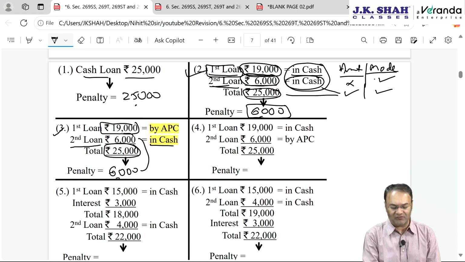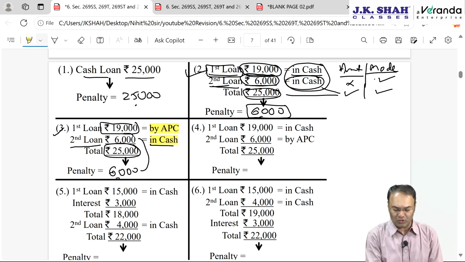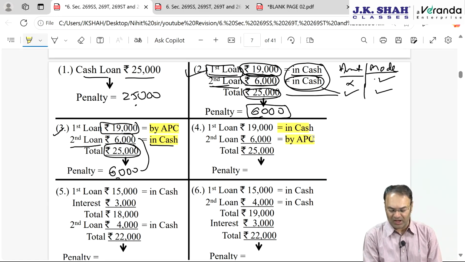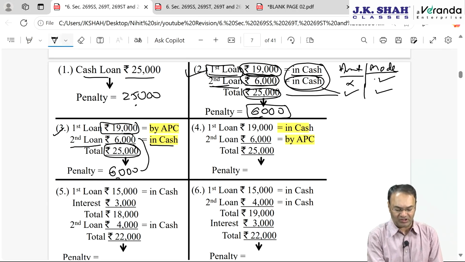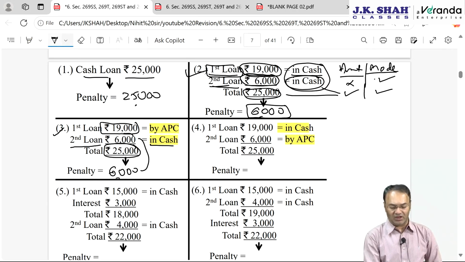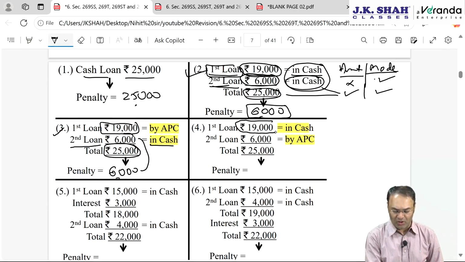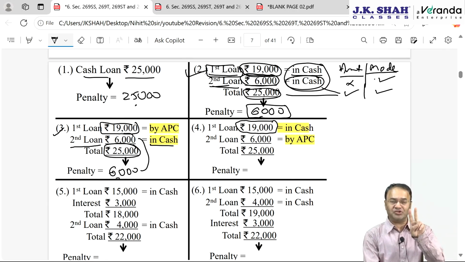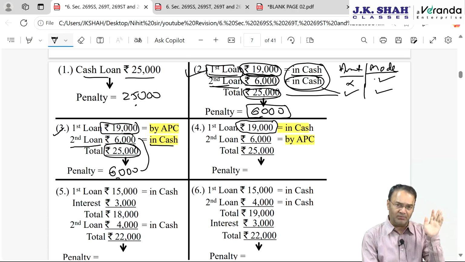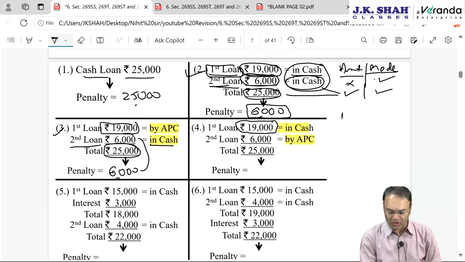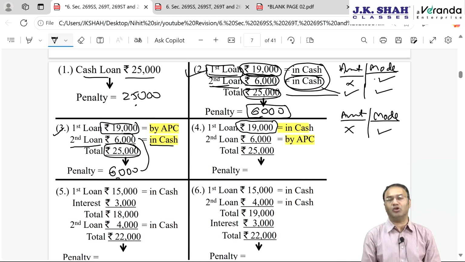However, Class C is the fourth example, where the first loan is taken in cash, and the second is taken by way of account payee cheque. Now what will happen, understand very clearly. When the first loan is taken, the amount is fresh, outstanding, fresh plus outstanding, all three below 20,000. The amount related condition is not satisfied. The mode of acceptance is cash, so the mode related condition is satisfied, but the penalty will not be levied because both the conditions have to be satisfied.